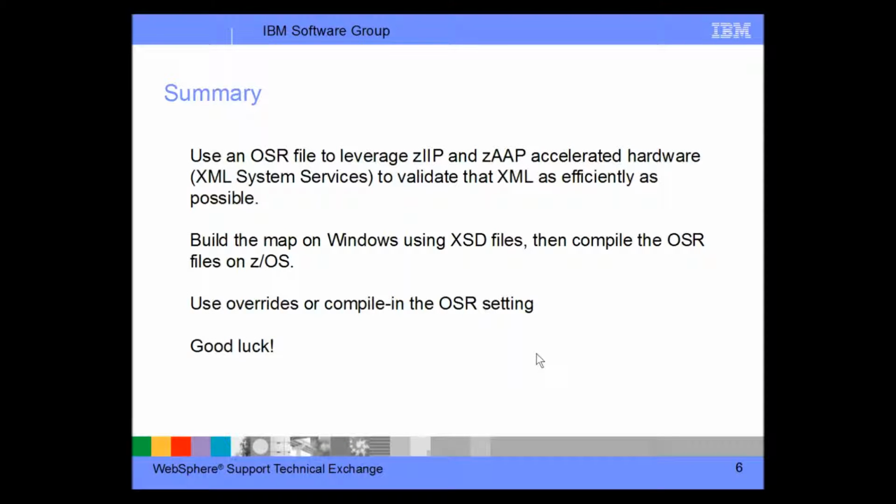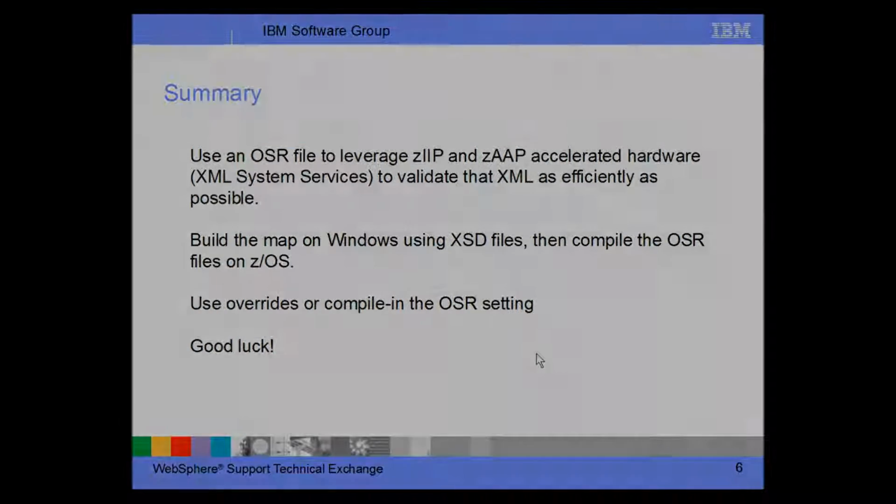In summary then, use an OSR file to leverage the ZIIP and ZAAP accelerated hardware using XML system services to validate that XML as efficiently as possible. Build and test the map on Windows using XSD files. Then, once happy with validation, transfer those XSD files to z/OS and compile them to OSR files. You can use runtime overrides or compile in the OSR setting at design time for the same net effect. Good luck!